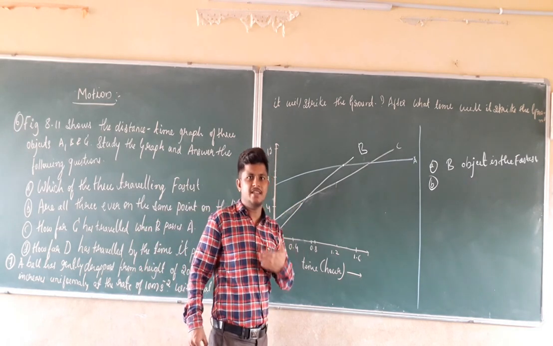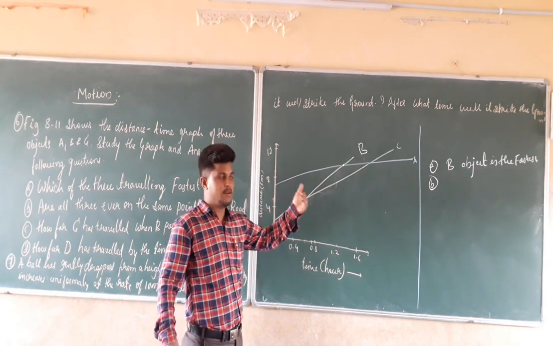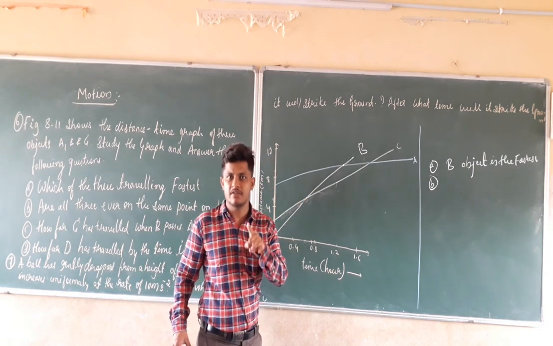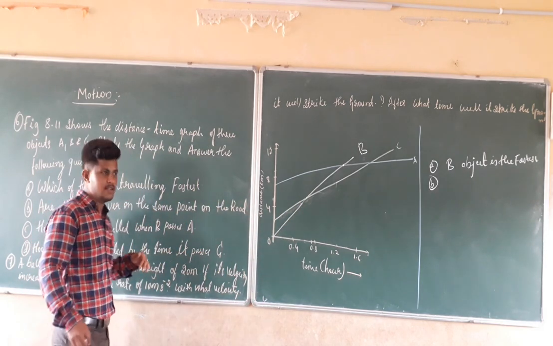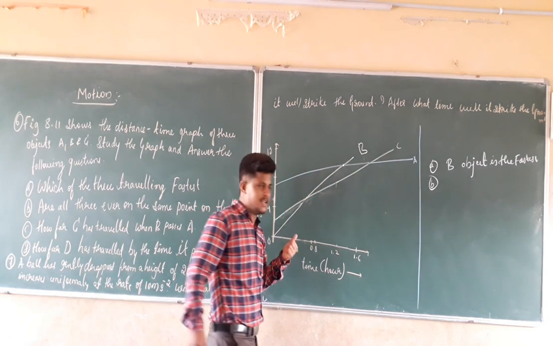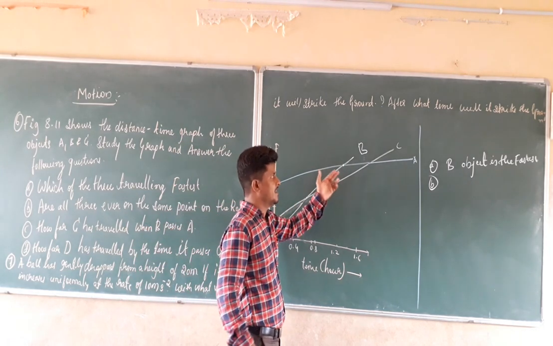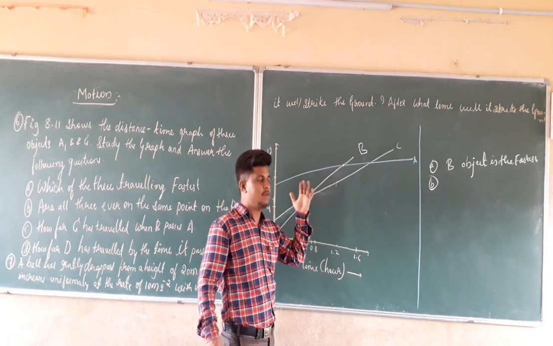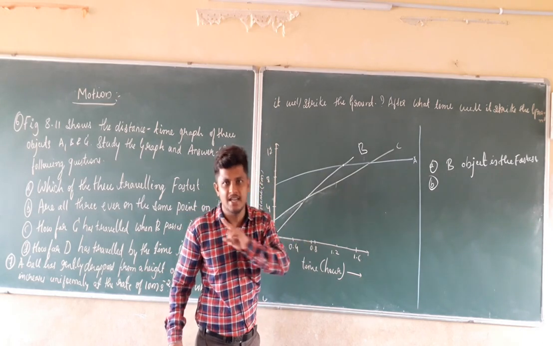How are we going to say that they will be at the same point? If the lines of the graphs of all the objects are intersecting at the same point, then only can we say that they are at the same point on the road. Right? When you see all three objects, are they intersecting at the same point? No. They are intersecting at different points. B and C are intersecting at a different point. A and C are intersecting at a different point. In the same manner, A and B are intersecting at a different point. But together, A, B and C are not intersecting at any point.